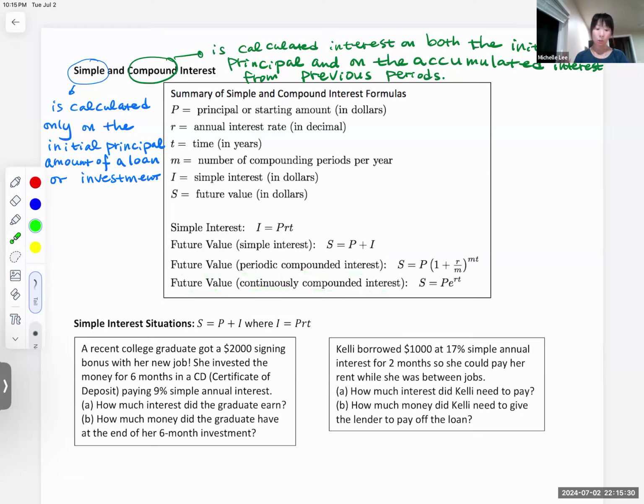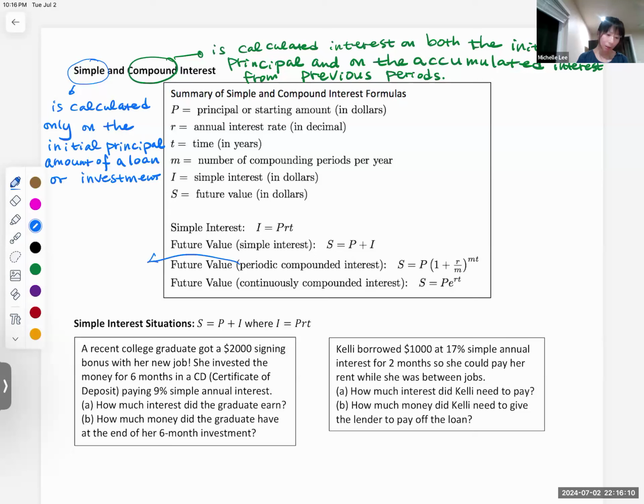Now we have a future value and one is periodic compound interest, the other continuously compound interest. So in the compound interest, we have two kinds, right? One is periodic, the other one is continuous. Their difference is how frequently interest is compounded over time. So let me write down the periodic one, compounded at regular intervals, like a month or year.